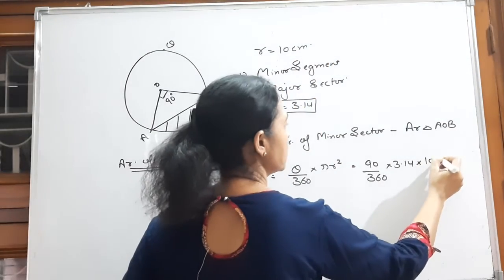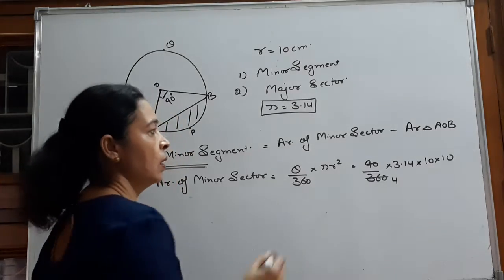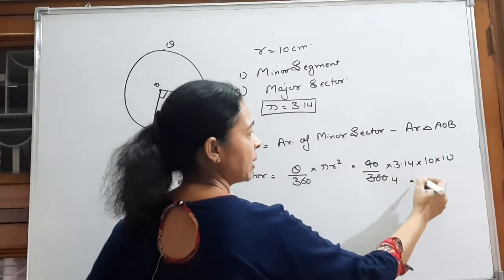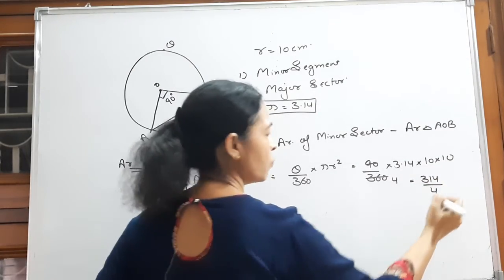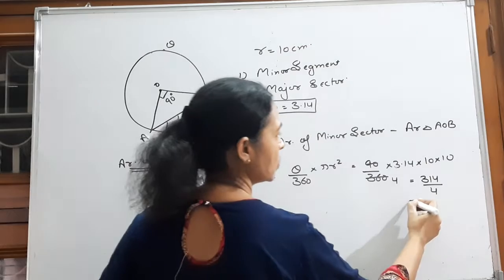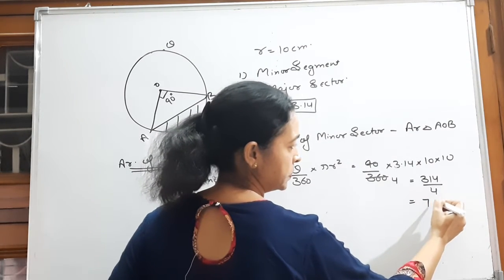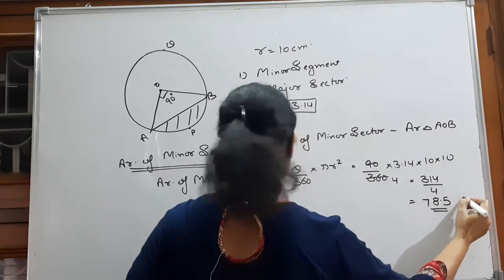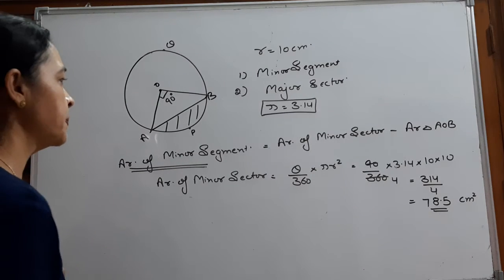10 into 10. 9 fours are 36. 3.14 into 10 into 10, we have to multiply with 2 zeros. It is 314 by 4. 3 sevens are 21, 3 sevens are 28. 78.5 centimeter square is the area of minor sector.